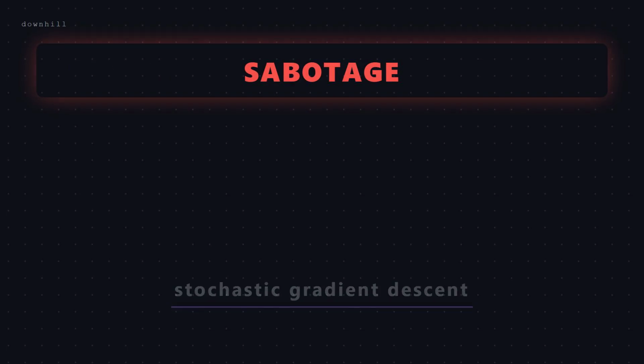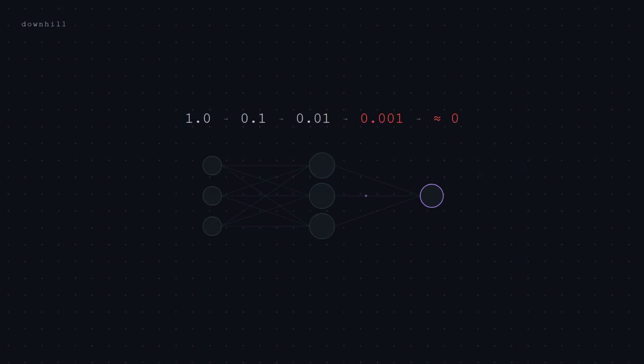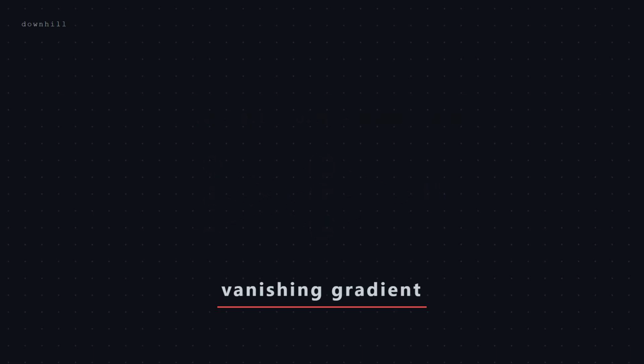And one thing can sabotage the whole process. If the derivative at some layer is very close to 0, the parameter receives essentially no nudge. No nudge means no learning. Stacked deep layers compound this. Derivatives shrink layer by layer until the earliest weights barely move at all. That is the vanishing gradient problem, and it is the reason ReLU replaced older activation functions like sigmoid inside the hidden layers. ReLU has a derivative of 1 for any positive input, instead of a vanishingly small fraction.